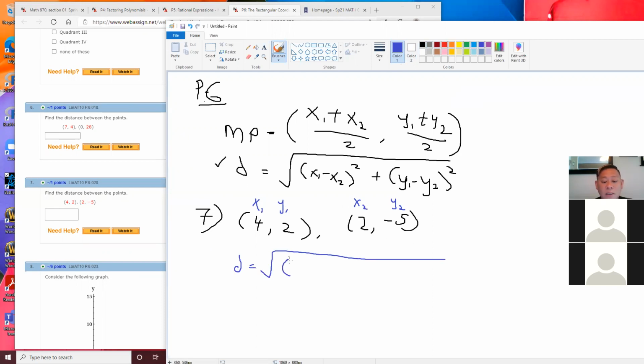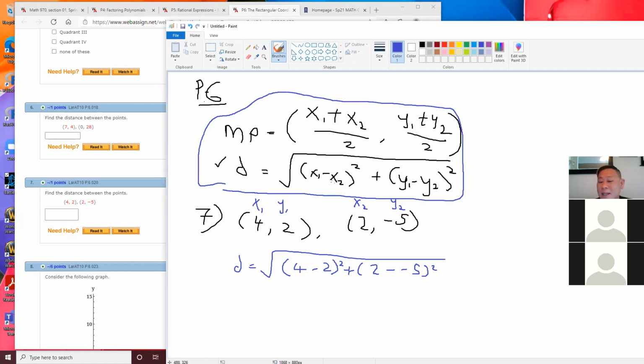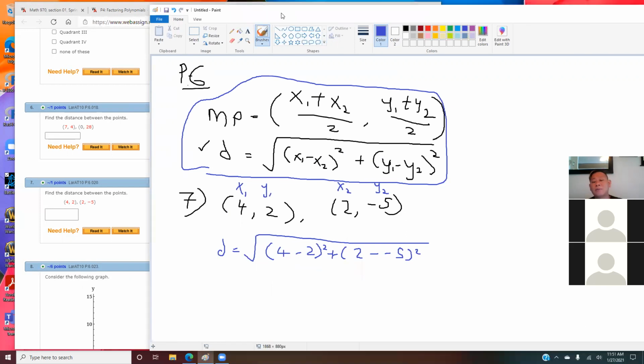So x1 in this case is 4 minus x2 in this case is 2 squared, plus y1 in this case is 2 minus y2 in this case is -5 squared. This is the formula for that. And again, if you do not know this formula or you mess up the sign or the square, your whole thing is wrong. So P6 is easy, but it depends very heavily on these two formulas. In this case, this negative will become positive.